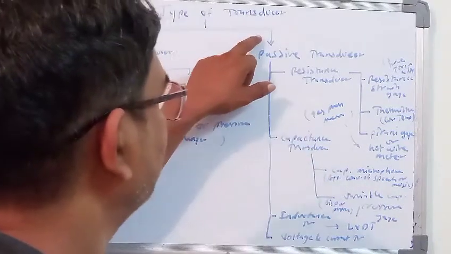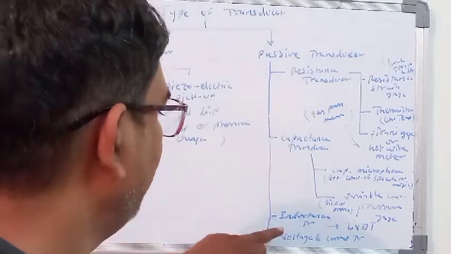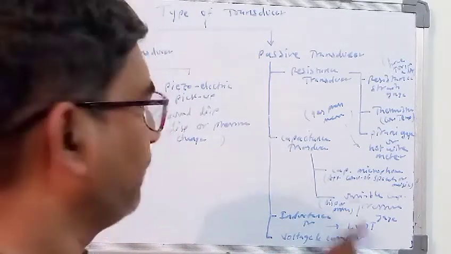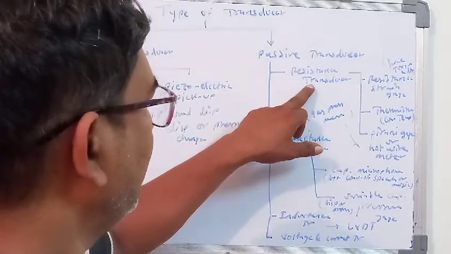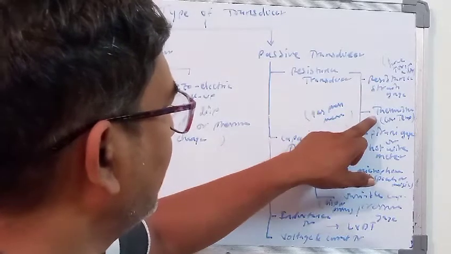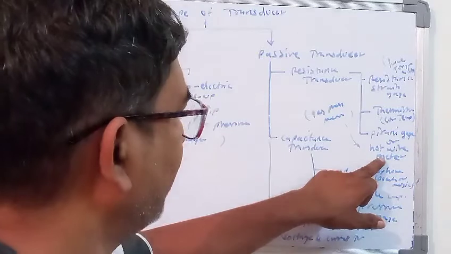Then this passive transducer is classified into resistance transducer, capacitor transducer, inductance transducer, and voltage or current transducer. The resistance transducer is again classified into three types: the resistance strain gauge, the thermistor, and the Pirani gauge or the hot wire meter.